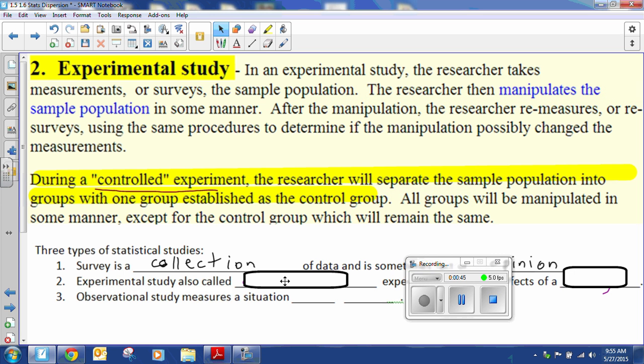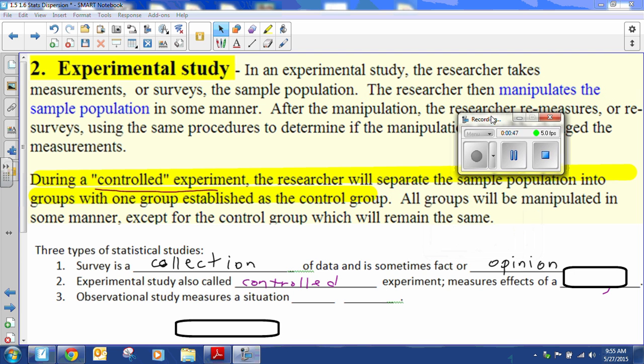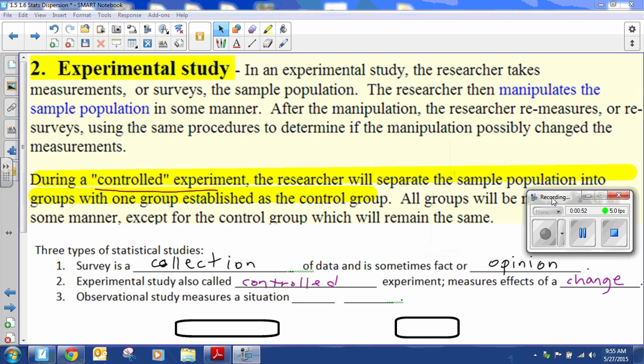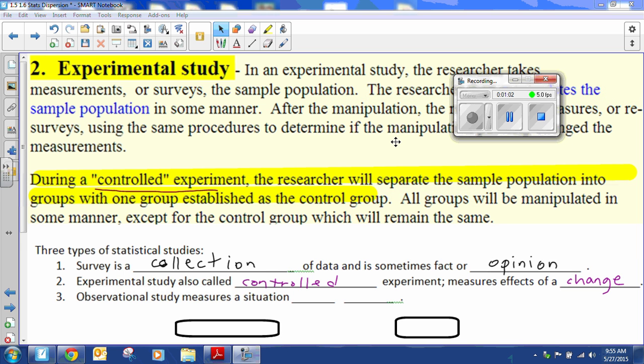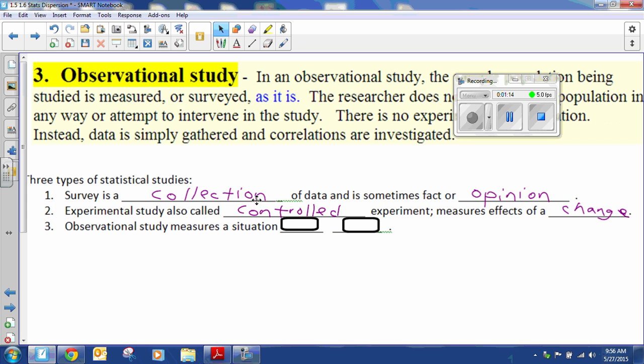An experimental study, also called a controlled experiment, measures the effects of a change. Okay, so as you can see here, I highlighted this part. During a controlled experiment, the researcher will separate the sample population into groups, with one group established as the control group, and the other groups, the experimental group, will be manipulated in some manner except for the control group, which will remain the same. The observational study is a measure of a situation as is.